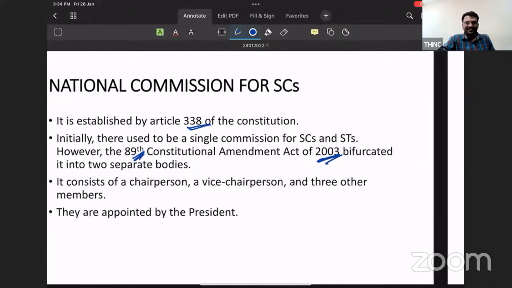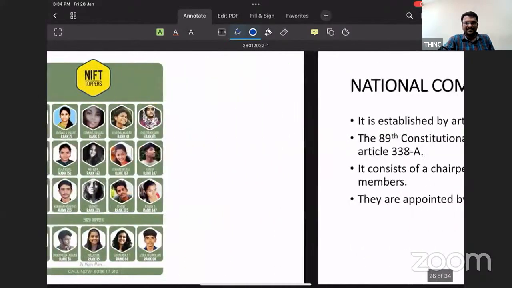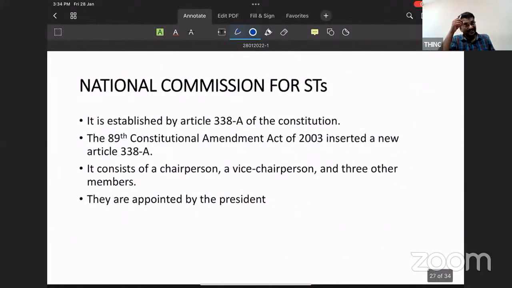Okay, and next one is the National Commission for STs. So the National Commission for STs is Article 338A. The other one was 338. It was 338A, and obviously it is also from that amendment, the 89th Constitutional Amendment of 2003. Same composition: chairperson, vice chairperson, and three other members, appointed by the President.